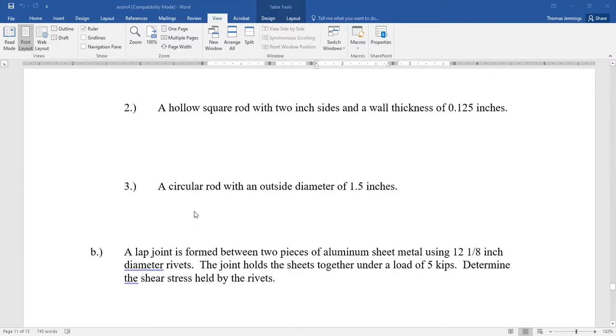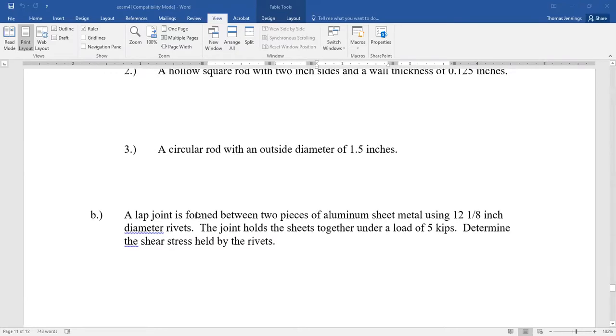And then we have shear stress. Shear stress uses the same equation. The area is different though. Shear stress is force divided by area, but it's the area resisting the load. This question asks, we're going to use 12 1/8 inch diameter rivets. What's the stress if the load is 5 kips? Well, we'd need the cross-sectional area of a 1/8 inch diameter rivet, and then we'd need the area of 12 of them. We'd find that from pi r squared times 12, and then the 5 kips for our force.